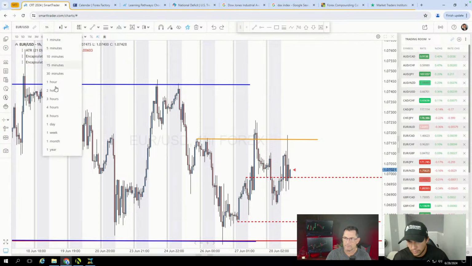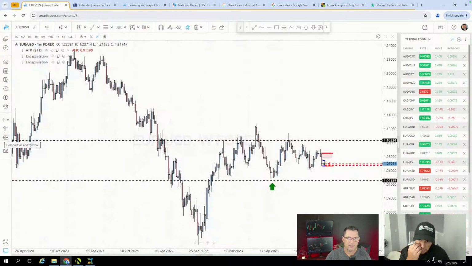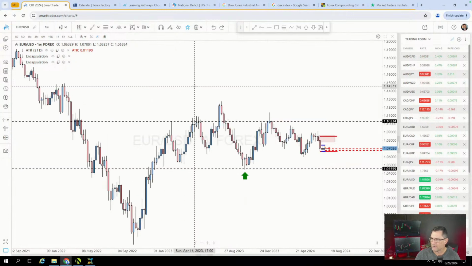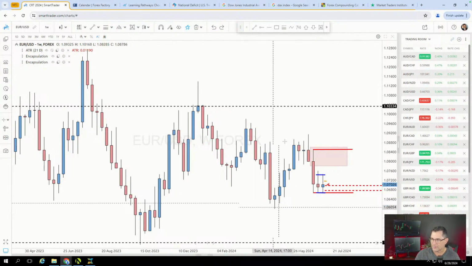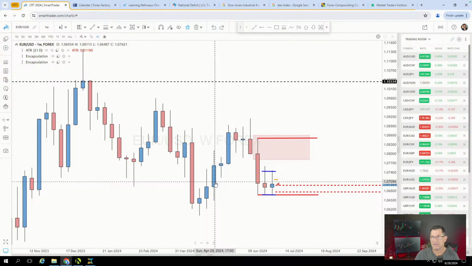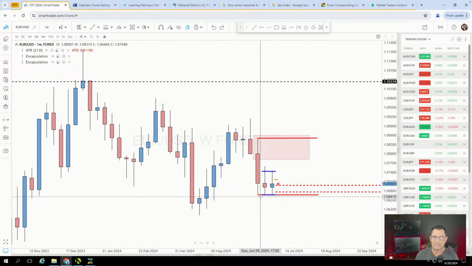Go to the weekly. All right, so here we go, traders. On the weekly time frame, we can see that we're in this range. The one thing that should stand out a lot here and make you pretty excited is the fact that we're at the bottom of the range and price isn't breaking through.